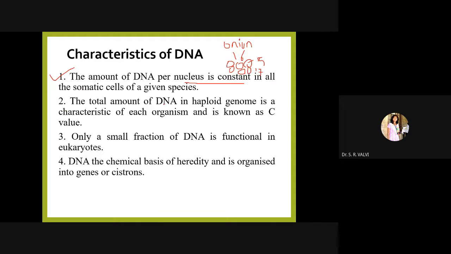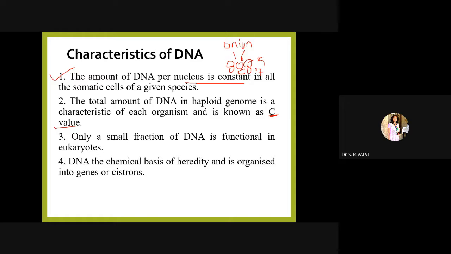Then the total amount of DNA in the haploid genome is the characteristic of each organism and is known as the C value. So what is the C value? Constant. Please do remember, C stands for constant, or you can say it is the characteristic value.